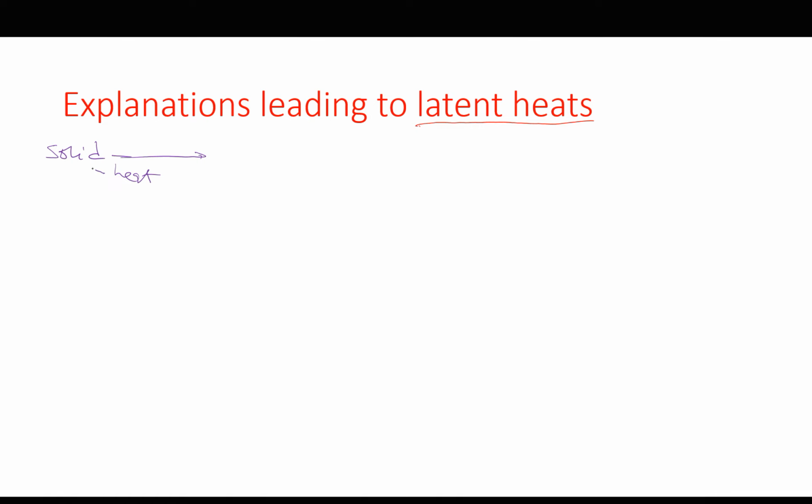Because we have applied heat to the solid, what actually happens? At a certain temperature, we see the solid starts melting. So we continue heating up to what we are going to call the melting point. That is the temperature at which a solid starts turning into a liquid. So as we heat towards the melting point, the solid is going to start turning into a liquid.